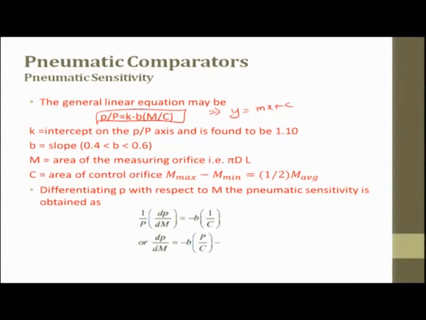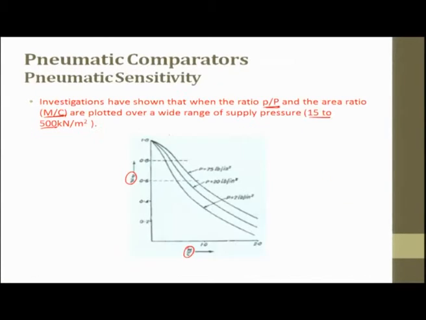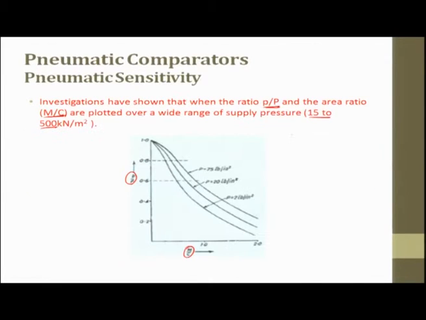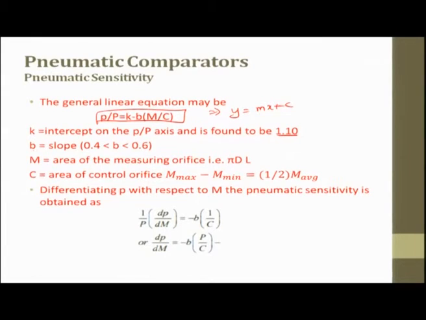Here k is the intercept of the P by P axis. If you go back to the figure, it is found to be 1.10. B is the slope, which varies from 0.4 to 0.6, M is the area which is given by pi D L, and C is the area of the controlled orifice, which is M max minus M min, which is half of M average. So, differentiating P with respect to M, what we get is the sensitivity of the pneumatic system.